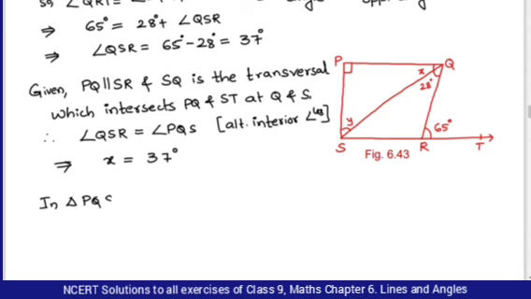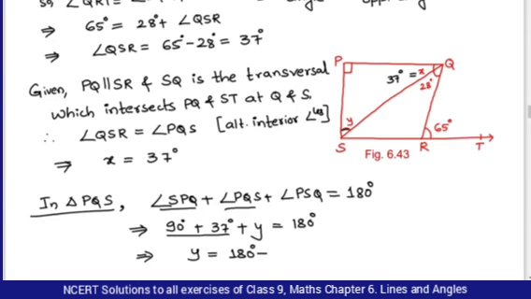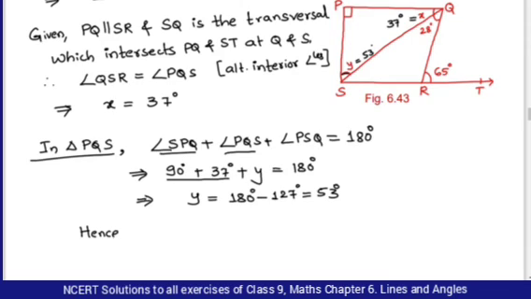Now, in triangle PQS, the sum of all the angles in a triangle is 180 degrees. That is angle SPQ plus angle PQS plus angle PSQ is equal to 180. This implies 90 plus 37 plus y is equal to 180. Then y is equal to 180 minus (90 plus 37), which is 127. This is equal to 53 degrees. So we got angle y as 53 degrees. Hence, x is equal to 37 degrees and y is equal to 53 degrees.